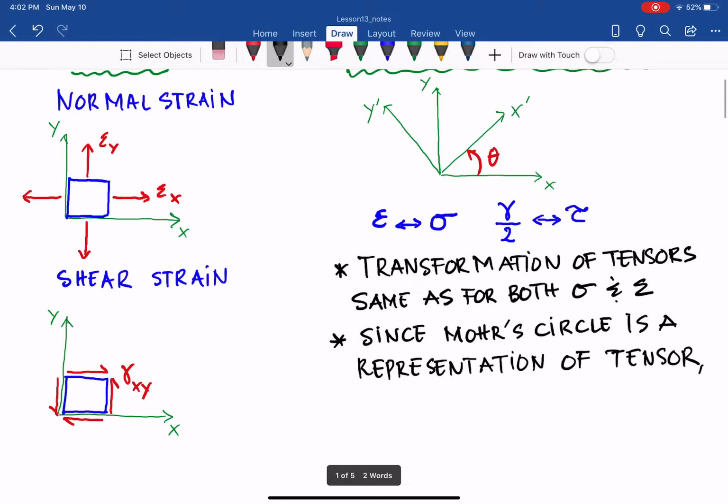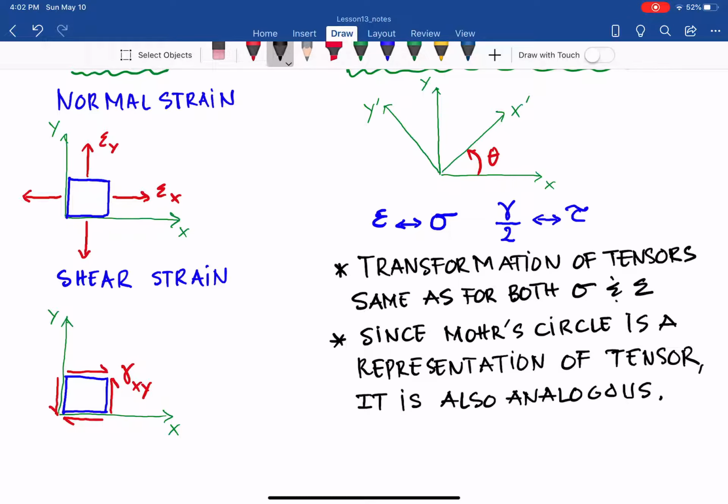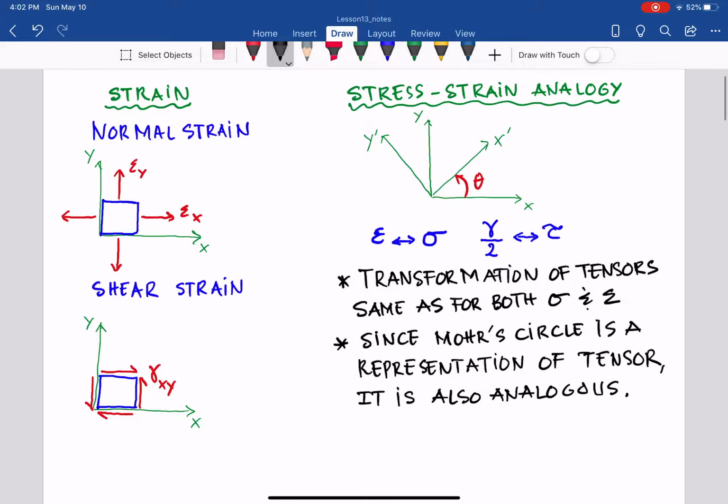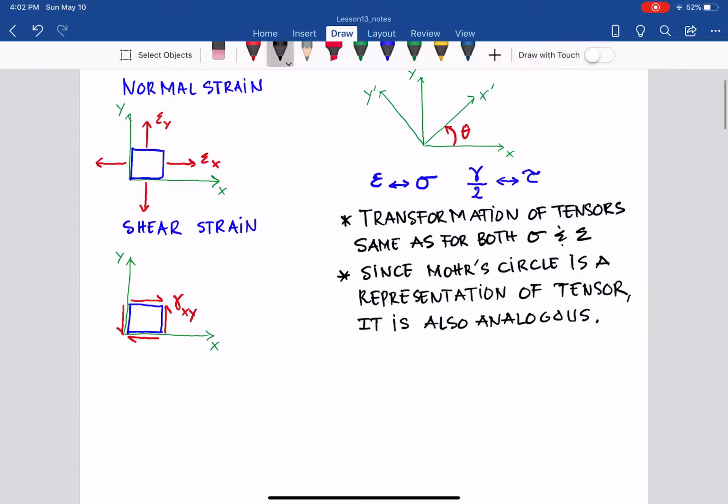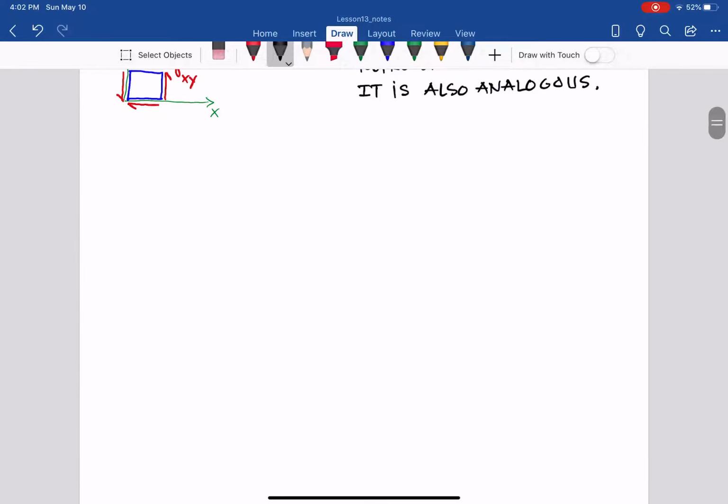Then it is also analogous. So how to develop the center, how to determine the radius and the sign convention, it will be analogous for strain. So with that, we want to go to the strain transformation equation that we utilized from the previous lesson.